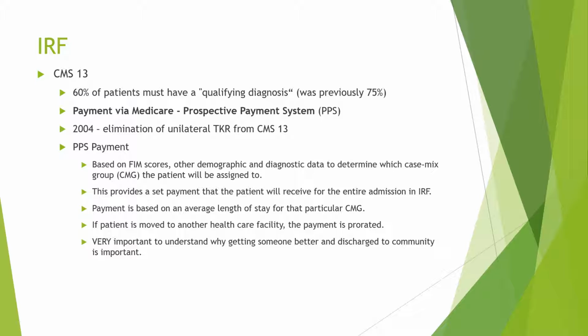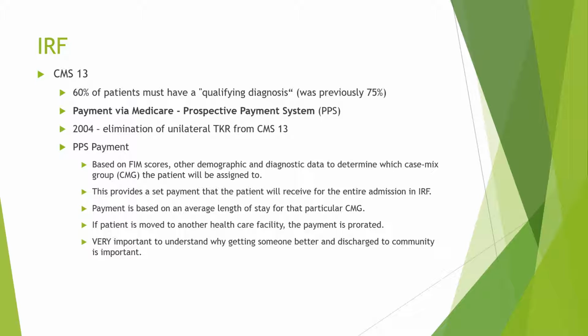This PPS payment, using these FIM scores, provides a set payment that the patient will receive for the entire admission in IRF. This payment is based on the average length of stay for that particular case mix group. If a patient is moved to another healthcare facility, the payment is going to be prorated. So it's very important that you understand why someone's getting better and at what kind of rate you think they're going to be getting better to be able to discharge back into their community and specifically into their home environment.